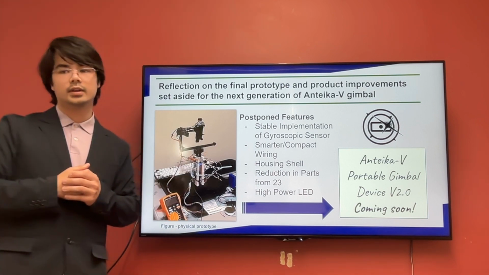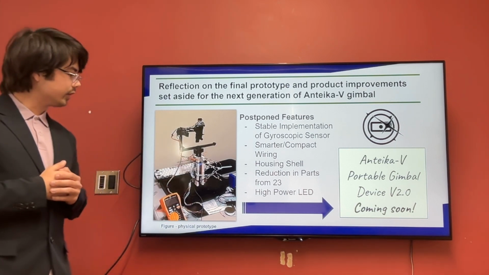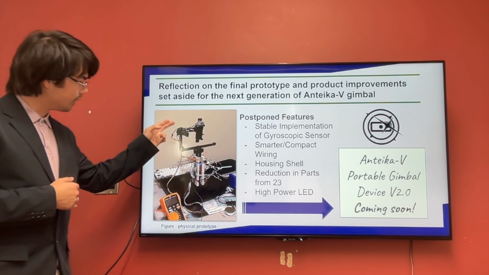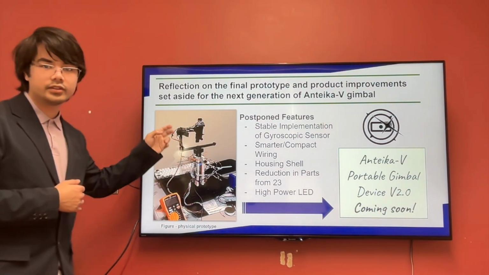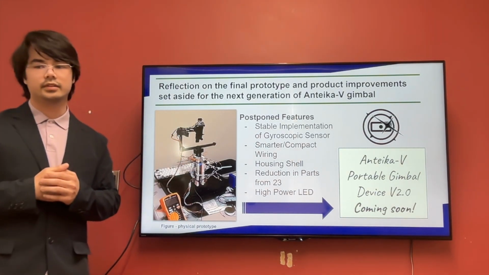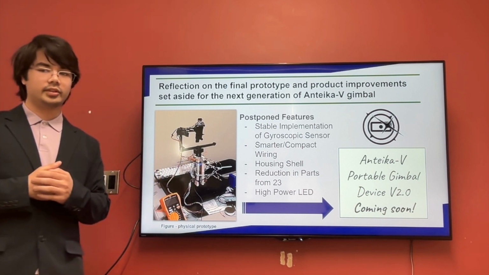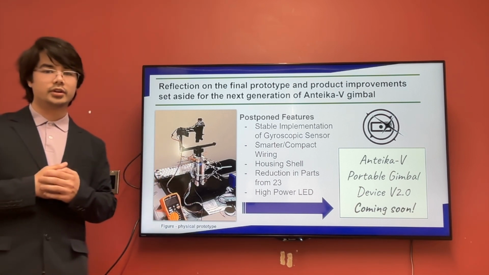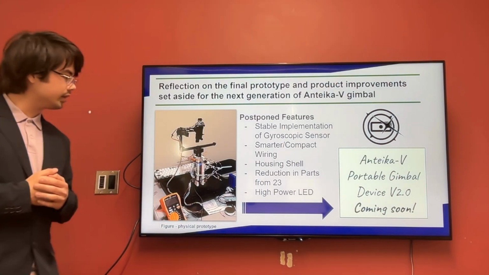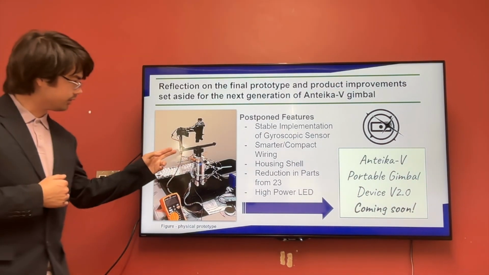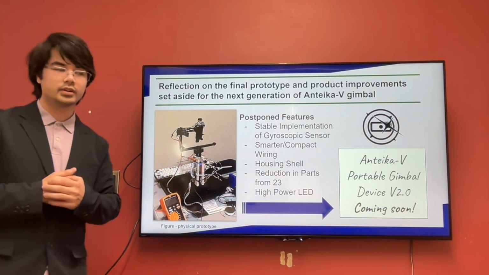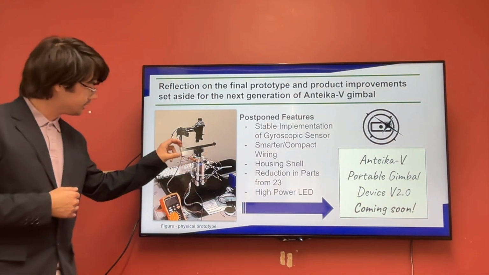to a V2 of the gimbal. Smarter and compact wiring, where we would use wire swivels or embossed bodies to keep the wires within the housing for better use in weather environments. A housing shell would help with that as well. A reduction of parts from 23. So we have 23 unique parts on this device. Some are modules, some are part of a sub-chunk in there.